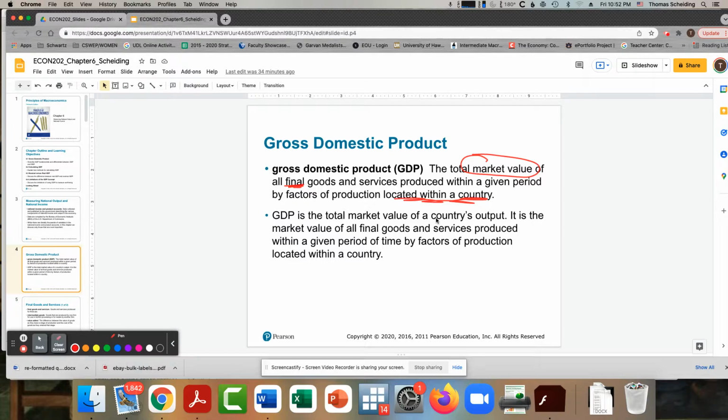Final good and service means that, for instance, if you buy a new car, it obviously comes with tires and a full gas tank, things like that. We don't count each of those individual things. We just count the whole new car. What's the value of that whole new car? Well, the price that it sold for, the market value of it. And we're looking at stuff that's produced within the country itself.